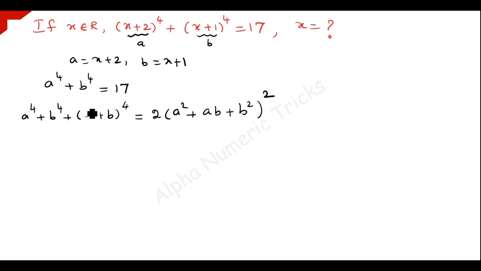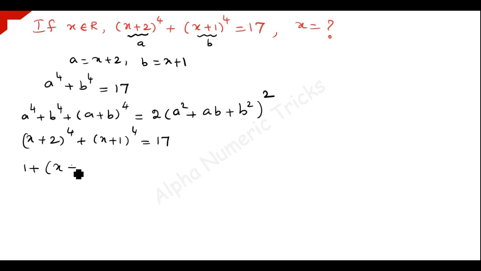Okay, so here what is our original problem? (x + 2)^4 + (x + 1)^4 is equal to 17. Compare this formula with this result. Here we have 3 terms, but here only 2 terms are present. So we need 3 terms. For that you just add 1 on both sides of this equation.